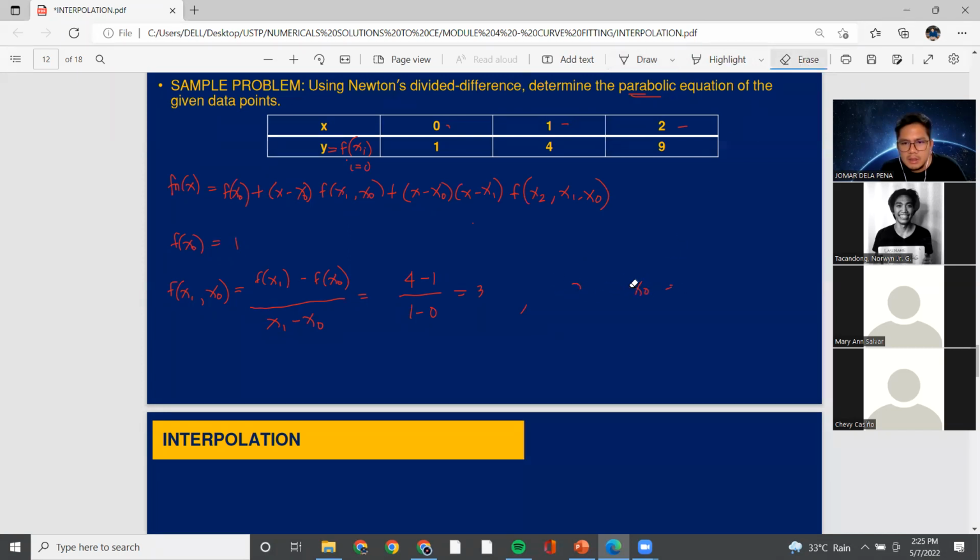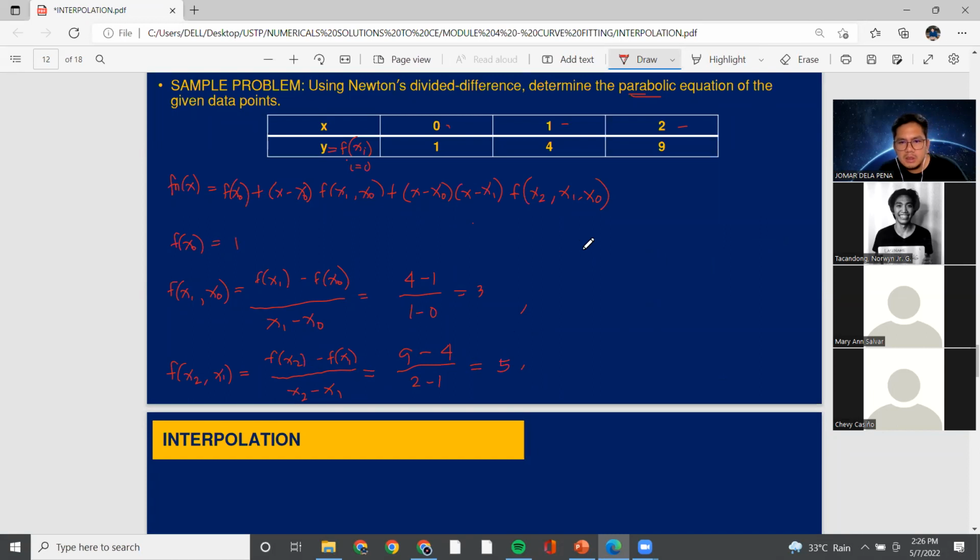Napalit tamang din sa x sub 2, no? So the function of x sub 2 and x sub 1 is equal to the function of x sub 2 minus the function of x sub 1 over x sub 2 minus x sub 1. Pila may function x sub 2? We have 9 minus 4 over 2 minus 1. So this is equal to 9 minus 4 is 5, and 2 minus 1 is 1, so 5.